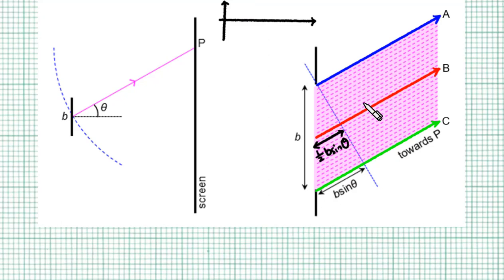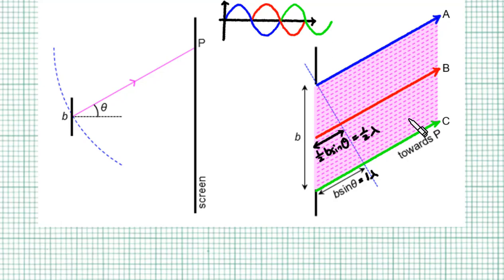Now, can we get a complete destructive interference? That means, can all these waves superpose to give us exactly zero? The answer is yes. And the first time it happens is when b sine theta is equal to 1 lambda. So, if wave A arrives at the destination like this, wave B is going to arrive half a cycle later, because wave B has a path difference of half a lambda with respect to A. And where would wave C be? Wave C will be here, since wave C has a path difference of 1 lambda compared to A.